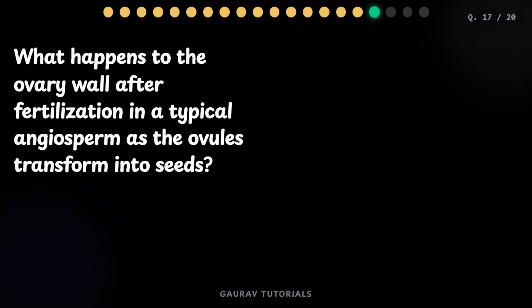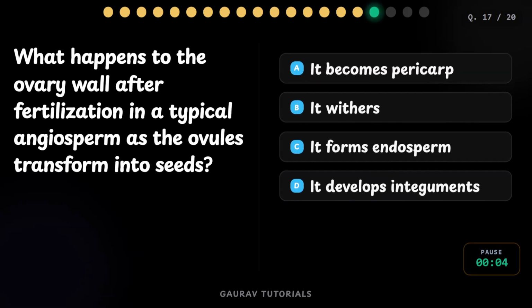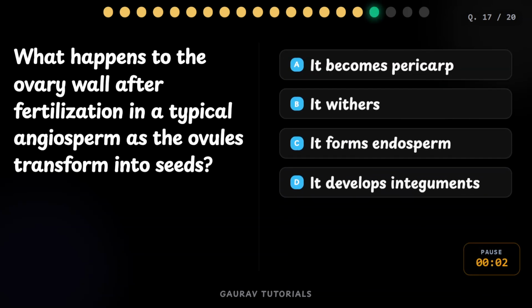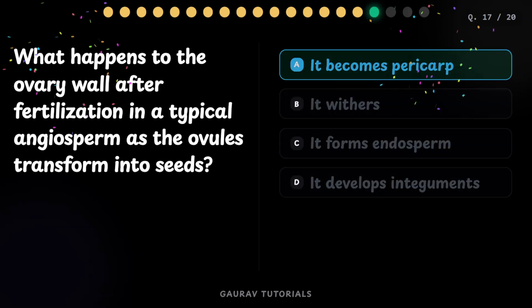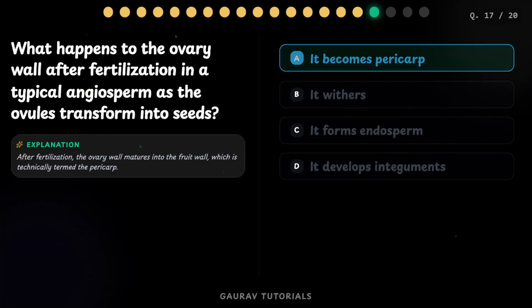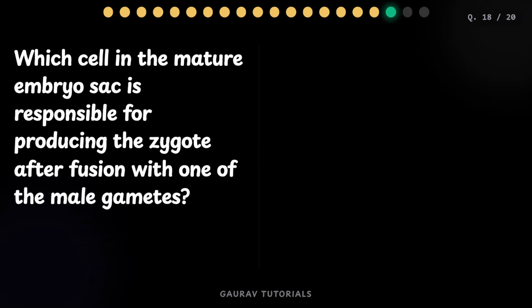Question 17. What happens to the ovary wall after fertilization in a typical angiosperm as the ovule transforms into seed? The options are the correct answer is it becomes pericarp. After fertilization, the ovary wall matures into the fruit wall, which is technically termed pericarp, and the whole ovary turns into the fruit.